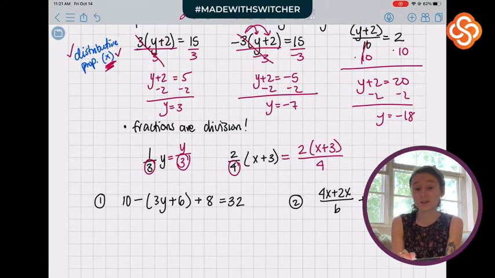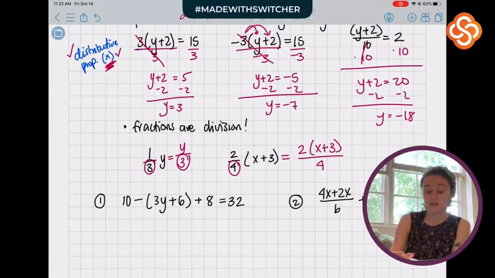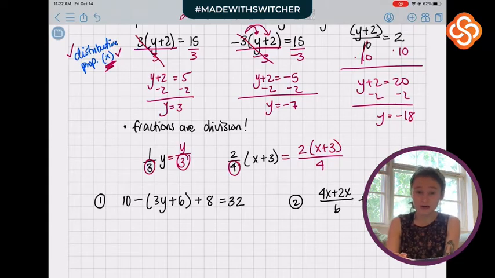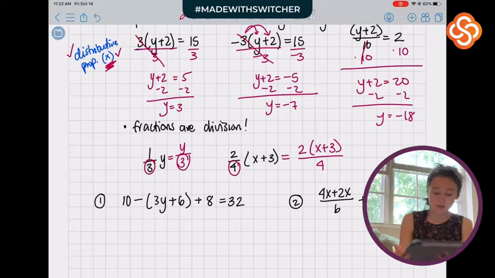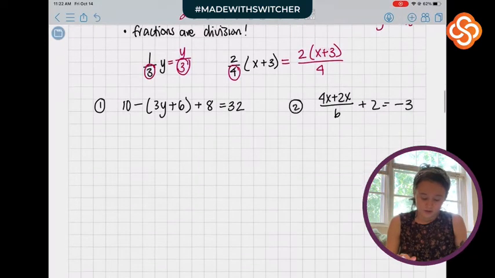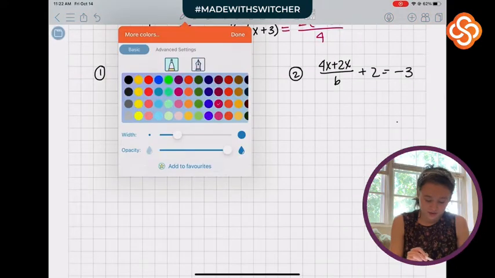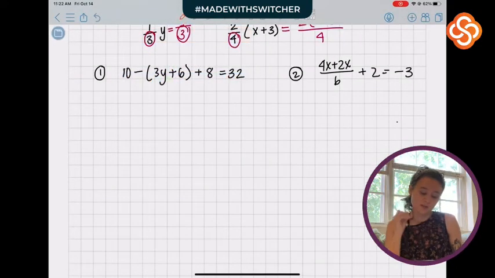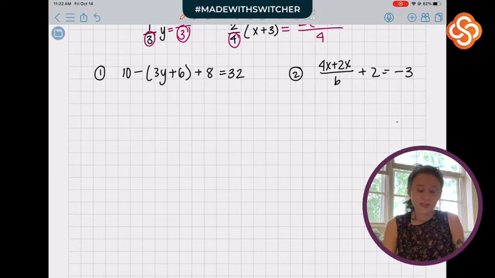So once you have it looking like that, it's going to feel a lot better, right? Because I can easily multiply to get rid of that 4. Then I can distribute the 2 or divide by the 2 or whatever I got to do. All right, so let's go ahead and try some practice. So the first one, it has parentheses.